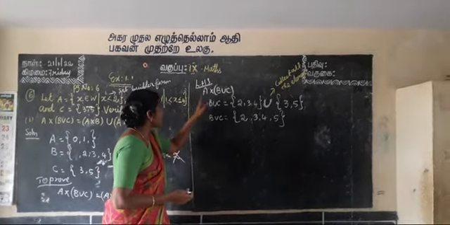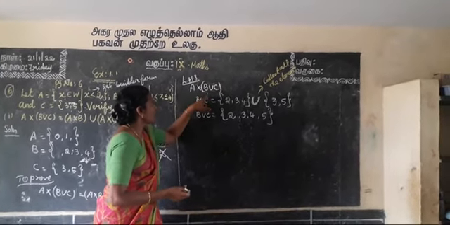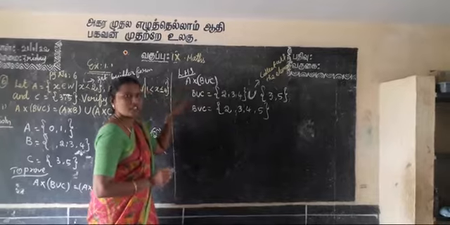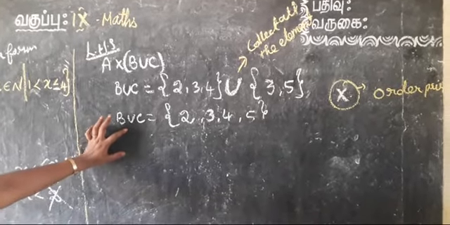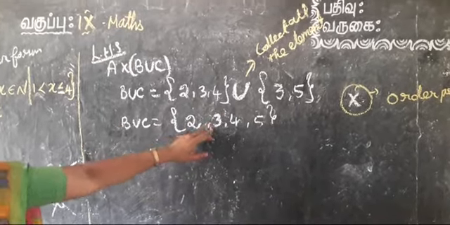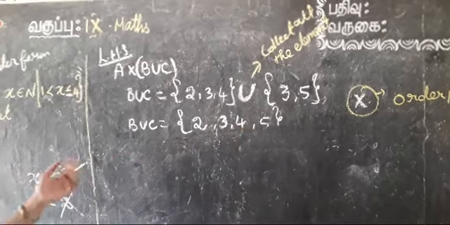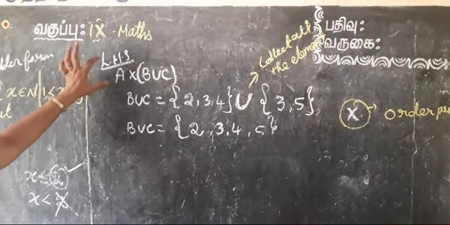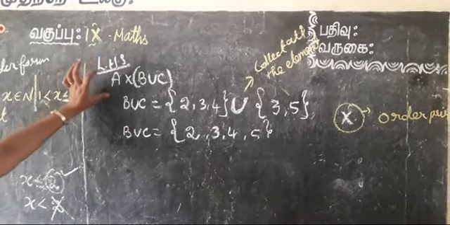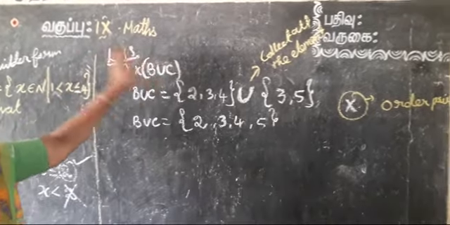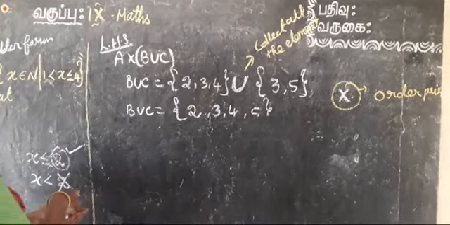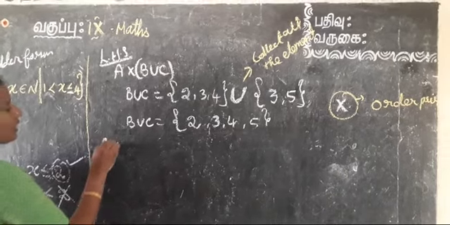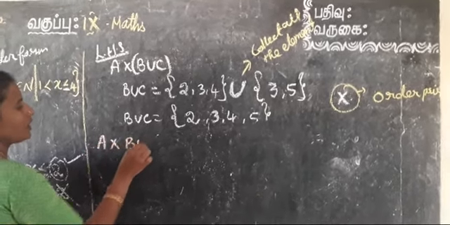Next, see the left hand side function. B union C is finished. Now we have found B union C is equal to 2, 3, 4, 5. And then what is our aim? To prove the left hand side, which one? A cross B union C. So you have to write A cross B union C.